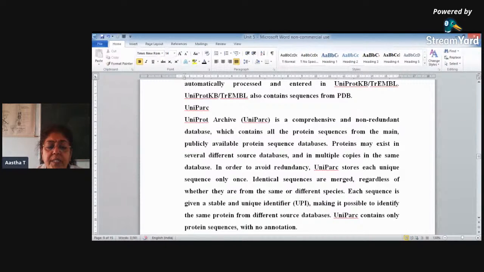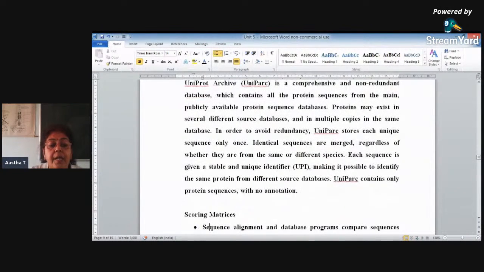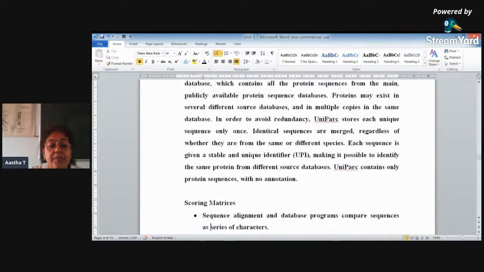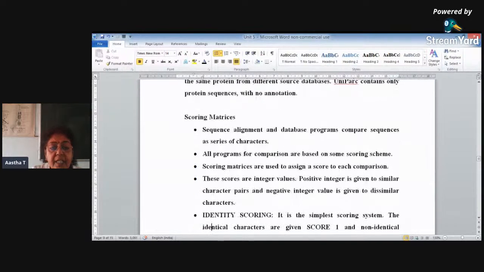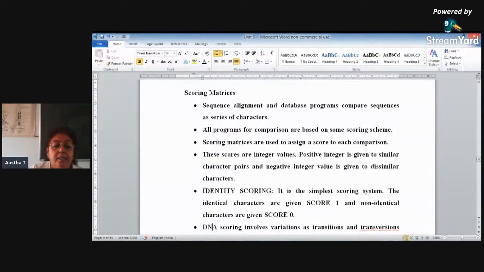Each sequence is given a stable and unique identifier. So a UPI code will be given, and that code will help you tell whether it is from a bacterial source, viral source, or yeast source, but the sequence is similar, making it possible to identify the same protein from different source databases. It contains only protein sequences with no annotation. So only sequences are in it. Is that clear?